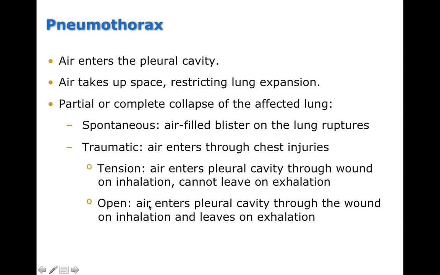Now with open pneumothorax, air enters the pleural cavity through the wound also on inhalation, but it's able to leave when you exhale. So with open pneumothorax, you'll find that there will be inadequate expansion of the lung tissue, but air won't accumulate within the thoracic cavity because it can actually leave when you exhale.